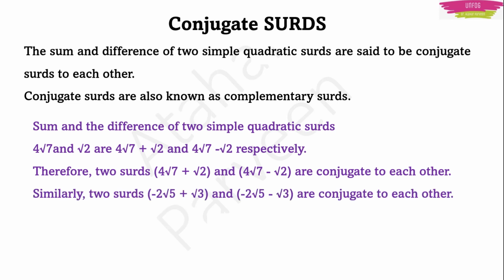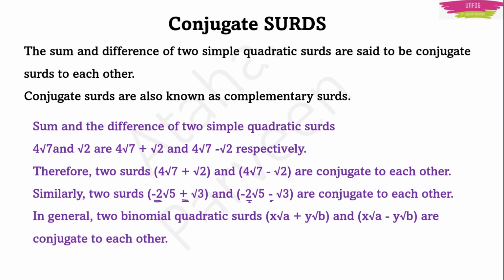Okay. Or similarly, if you take minus 2 root 5 plus root 3, then that minus 2 root 5 will stay as it is. That will not change. Only what will change is this. That plus will become minus. These are conjugate to each other. Okay. Basically, for two binomial or quadratic surds, if it is x root a plus y root b, the conjugate will be x root a minus y root b, and they will be conjugate to each other. Okay. You should understand this, that they are conjugate to each other.